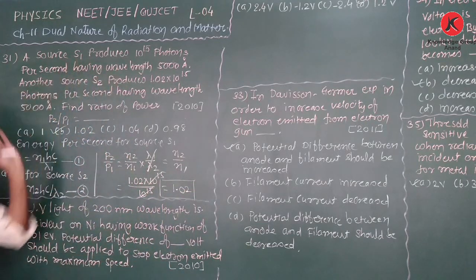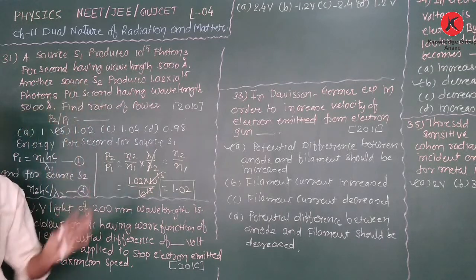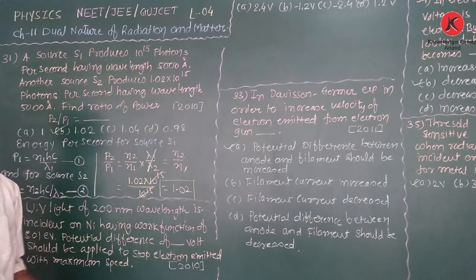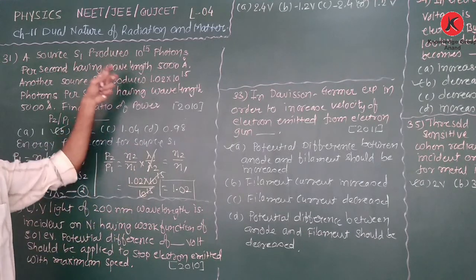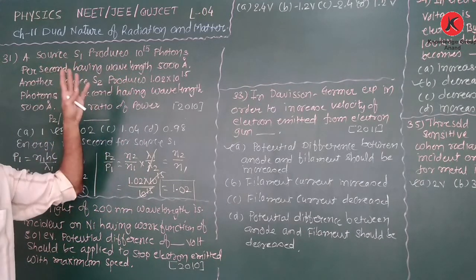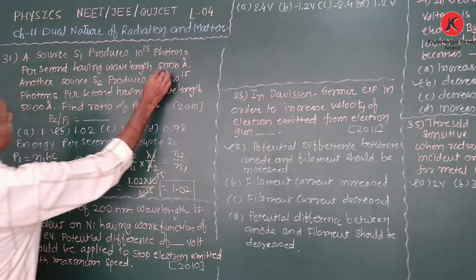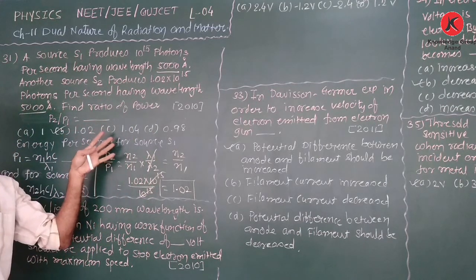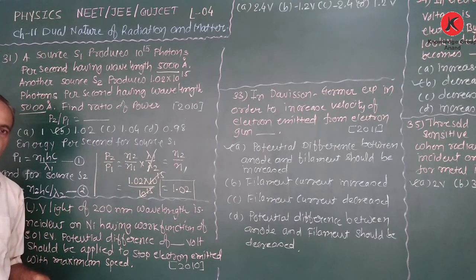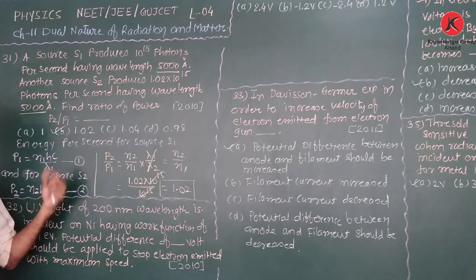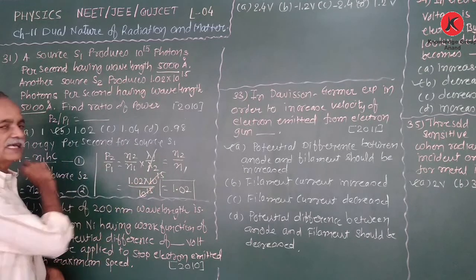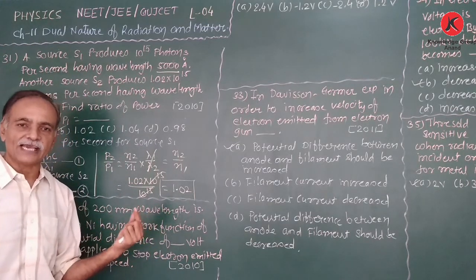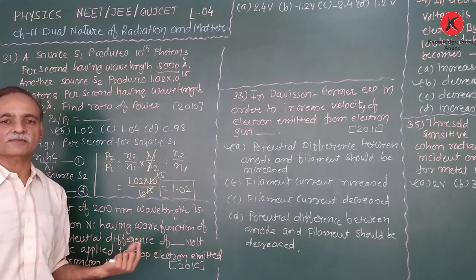Again, here the two sources S1 and S2 are given. Both emit photons per second, given respectively as 10⁻¹⁵ and 1.02 × 10⁻¹⁵. The wavelength of emitted photons in both cases is the same, 5000 angstrom. So what should be the ratio of the power of source S2 to source S1? Power is the energy per unit time. Here, the energy radiated by source S1: we know that E is equal to nhf, that is nhc upon lambda in terms of the wavelength.